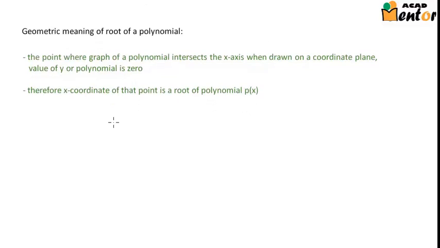Let's understand what is the geometric meaning of the root of a polynomial. If we draw the graph of a polynomial on a coordinate plane and that graph intersects the x-axis, at that point the value of y would be 0 and the corresponding x coordinate of that point would be the root of the polynomial. Let's see how.